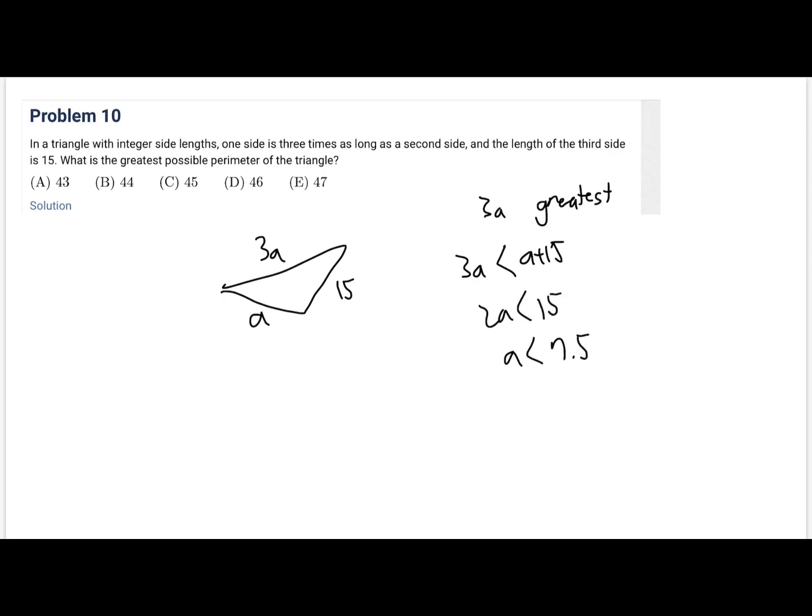and it's the integer side length, so A would be 7, and so it's 4A plus 15, that's the perimeter. So it's 28 plus 15, which is 43. So problem 10, it's A.